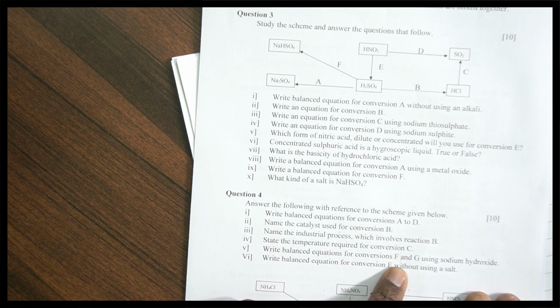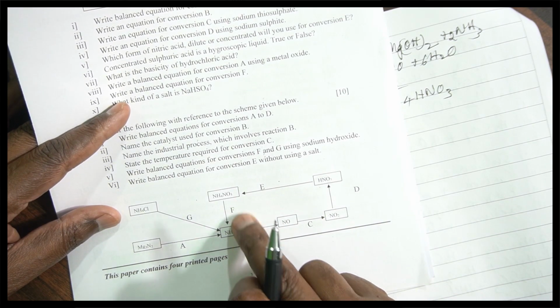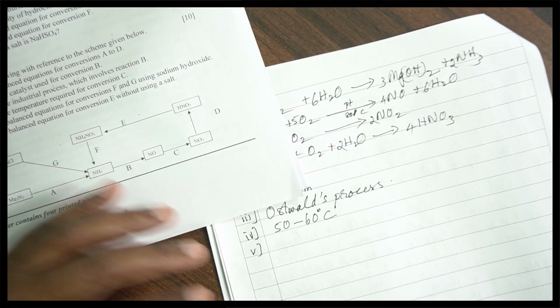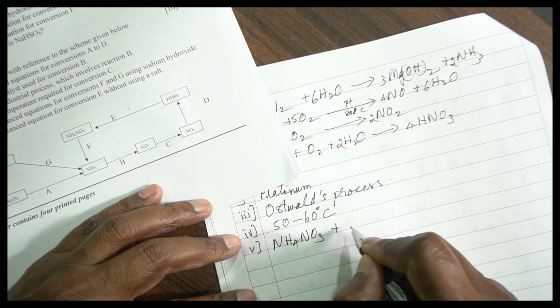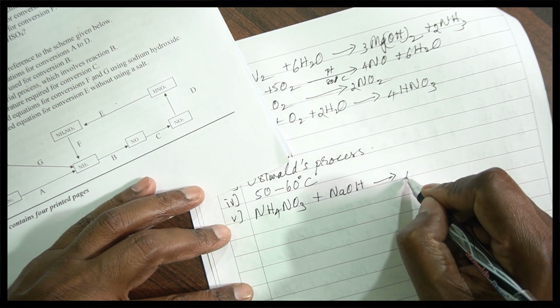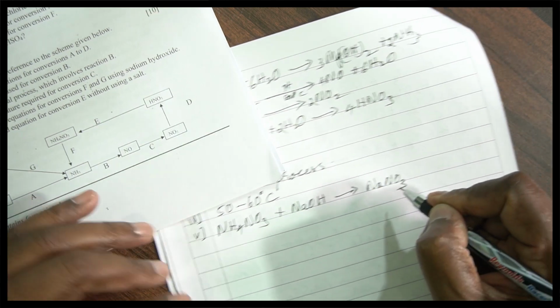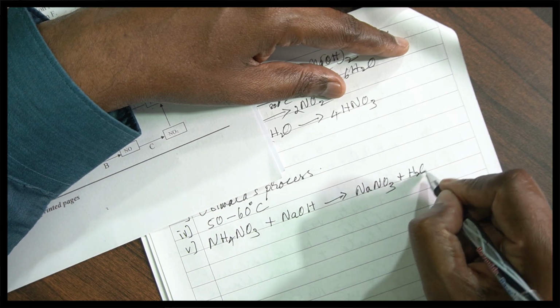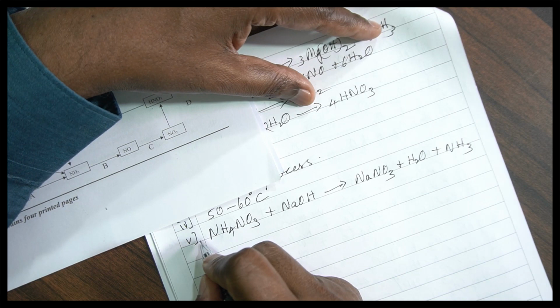Now part 5. What is part 5? Write balanced equation for conversion F and G using sodium hydroxide. What is F? F is here: ammonium nitrate to ammonia using sodium hydroxide. NH4NO3 is an ammonium salt plus alkali NaOH. Ammonium salt plus alkali will give salt plus water plus ammonia. Salt of this is sodium NaNO3, plus water and ammonia NH3. So that is done. This is for conversion F.